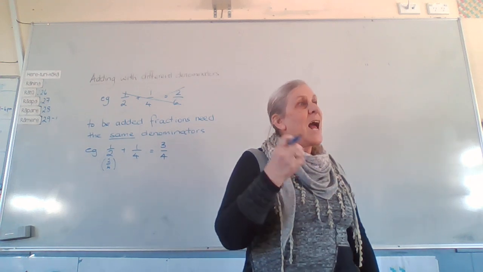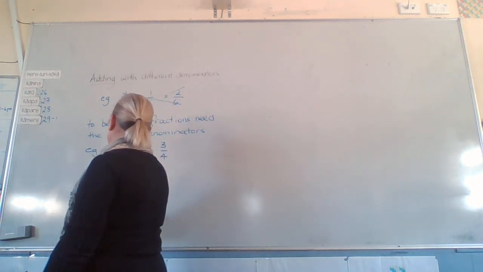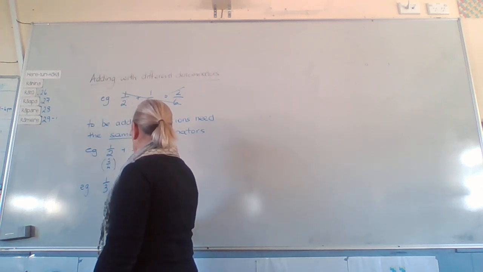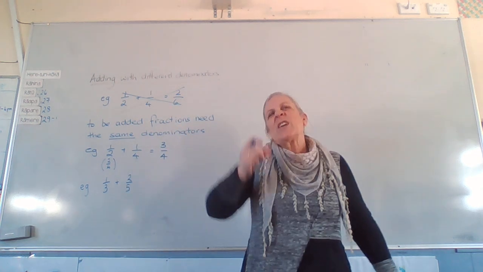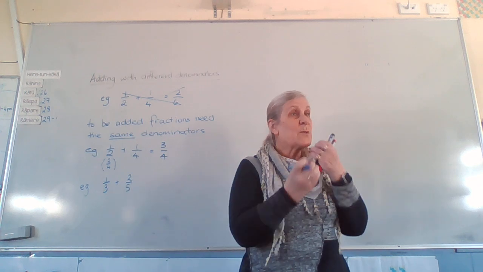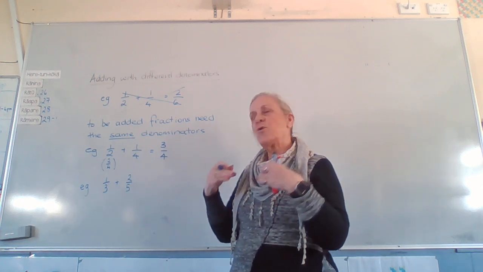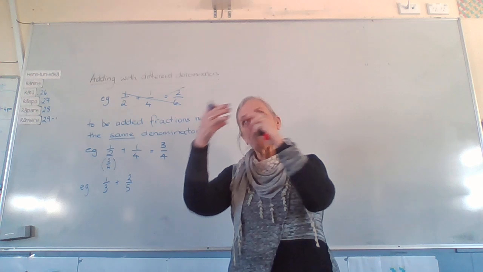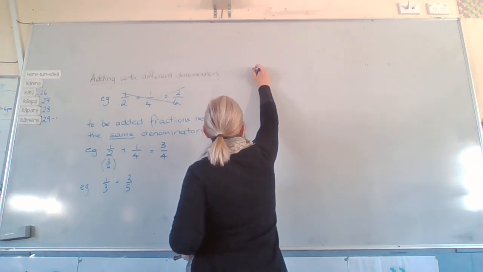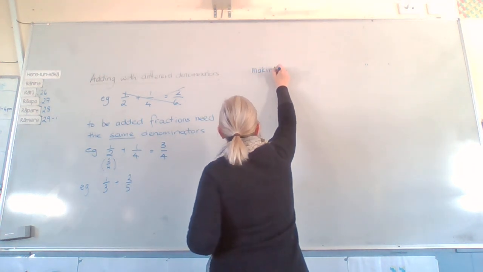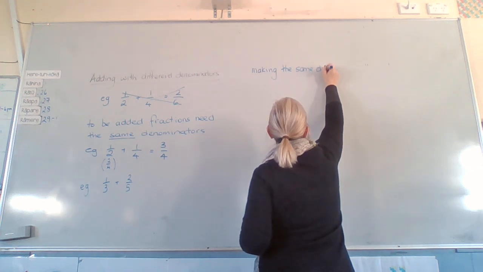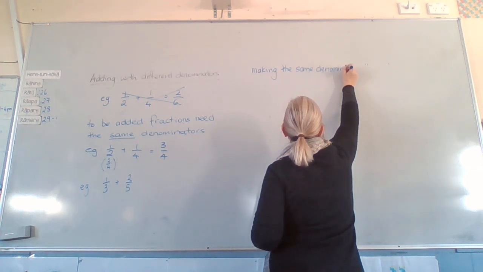But when we've got things that aren't quite the same, like this one, you can't automatically do that, even by thinking about it as pizzas, all right, because we don't know. So what we need to do is change both of these into something with the same denominator. Quite often, that denominator is, one of them stays the same.